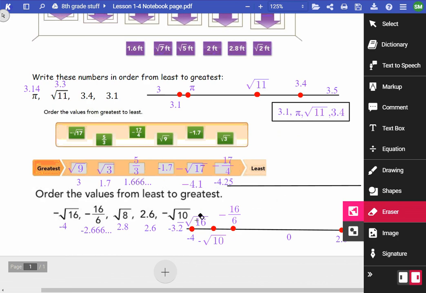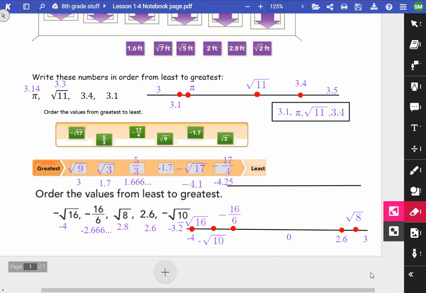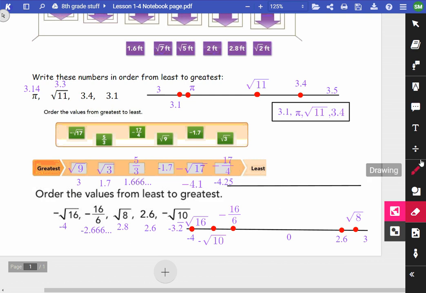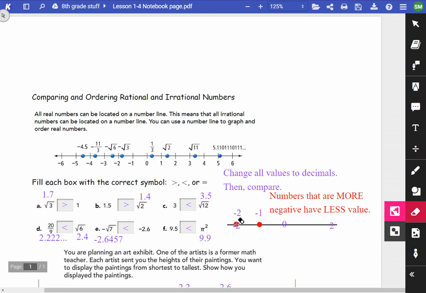But it was negative square root of 16, negative square root of 10, negative 16 over 6, 2.6, and square root of 8. And then, try putting a box around yours instead of a line on it. And that's how you compare and order rational and irrational numbers.